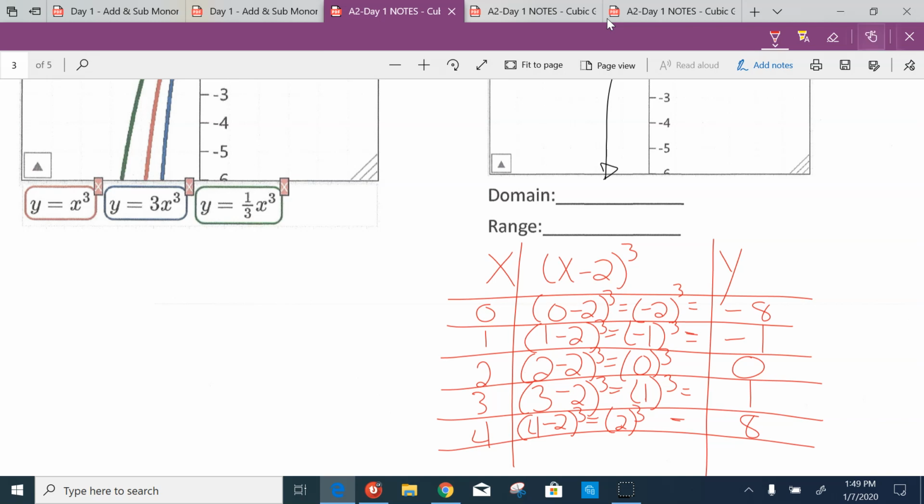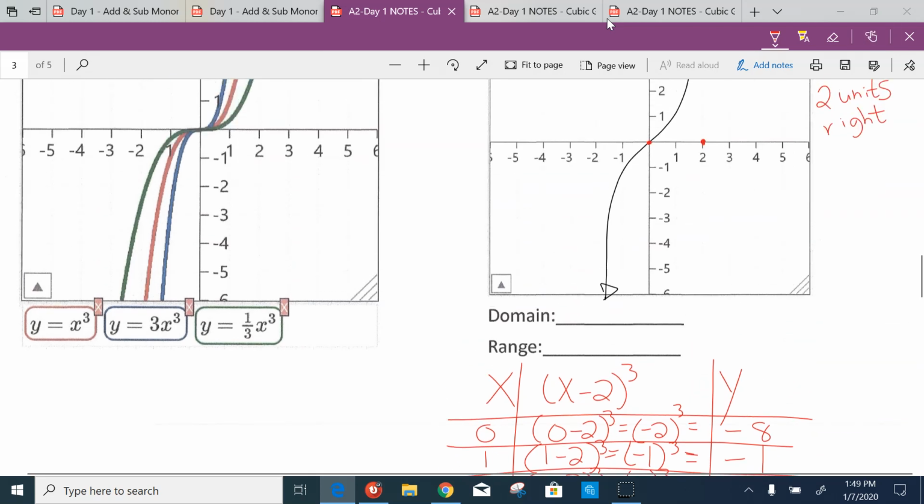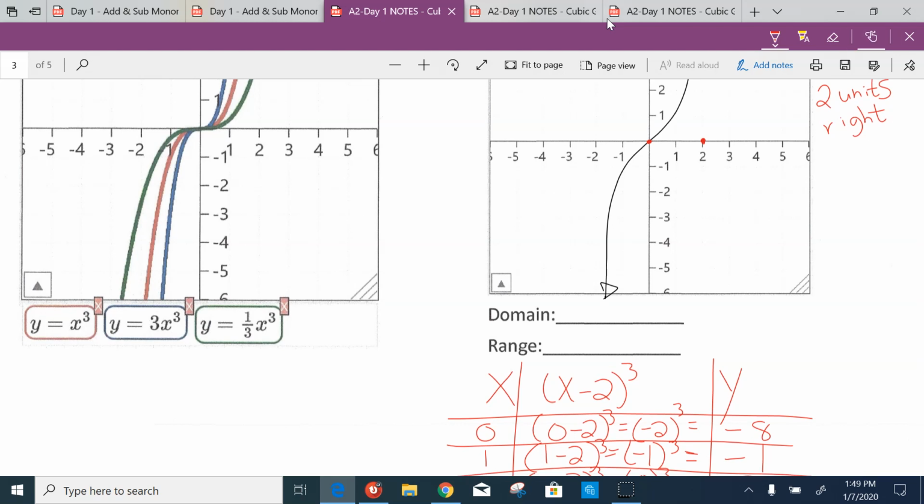I have 0, negative 8. So that's my first point. Now negative 8 doesn't really fit. If this is 5, this is 6, 7, 8 would be about down here. It would be about right here, so I would have a point here. I'm going to just pretend that this is negative 7, and this line right here is negative 8. Let's pretend my line goes further down.